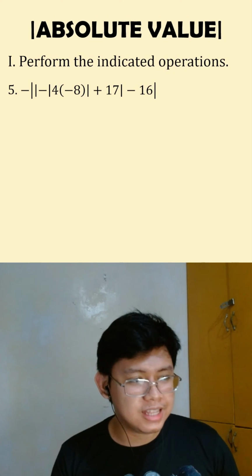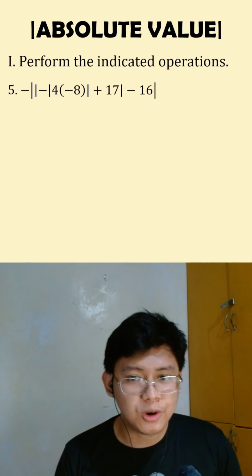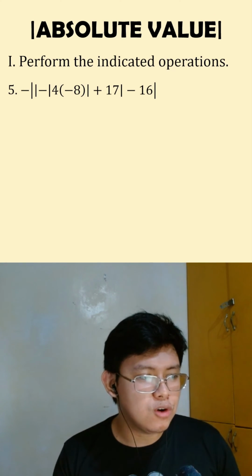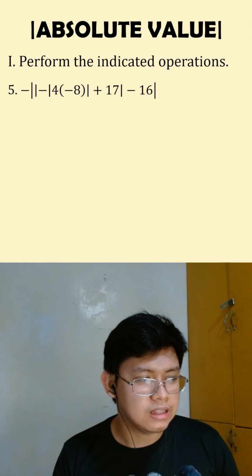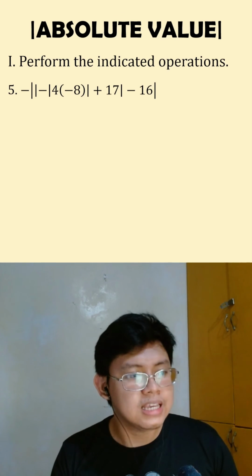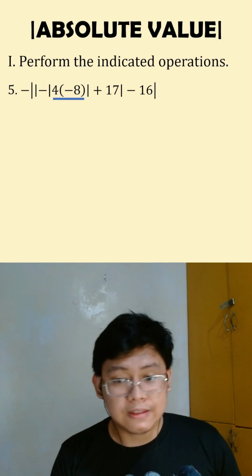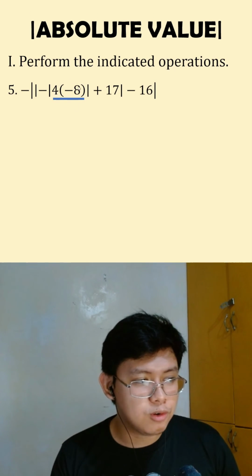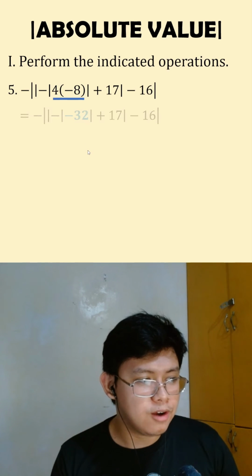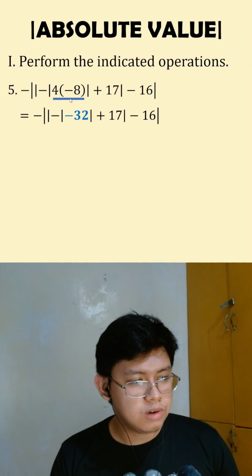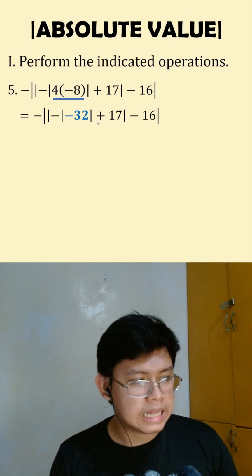Alright. Okay, let's have this item. Let's simplify this expression. So, let's use the order of operation. So, unahin natin yung pinaka nasa loob ng grouping symbol natin. So, ito yung pwede nating i-simplify dyan. So, we have 4 times negative 8. So, multiply natin si 4 and negative 8. That will give us negative 32.